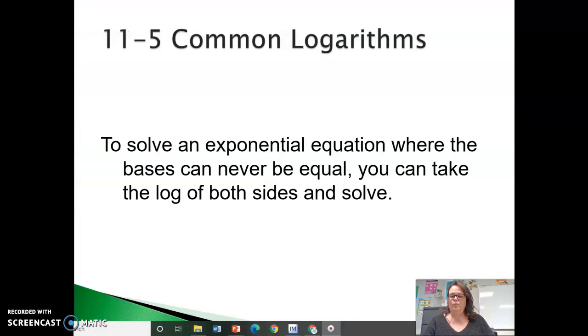Remember, anytime we've been solving exponential equations for x, we've always been able to get to the same base. But if I had something like 3 to the x power equal to 5, I wouldn't be able to find x using the same base because 3 and 5 can never become the same base. That's where logarithms come in, because we can solve an exponential equation where the bases are never going to be equal by taking the log of both sides and solving. So this is using that equality property.